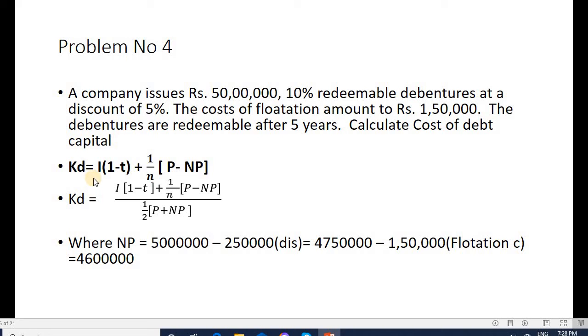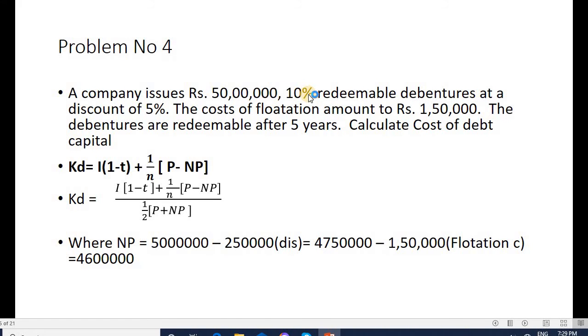For redeemable debentures, the formula is Kd is equal to I into 1 minus T plus 1 by N bracket P minus NP, where P is the par value of debentures, and NP is net proceeds. The issue is 50 lakhs, minus discount of 5%. 5% of 50 lakhs is 2,50,000, so it comes to 47,50,000. And the cost of flotation is 1,50,000 that we have to deduct. First, we calculate the net proceeds by deducting the discount, that is 2,50,000, which comes to 47,50,000. From that, we deduct the flotation cost, 1,50,000, so that becomes 46 lakh.